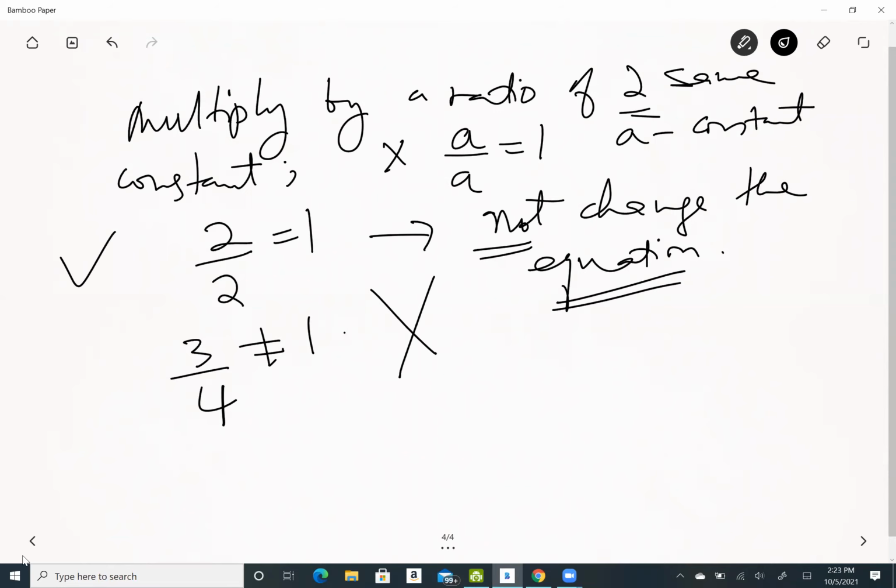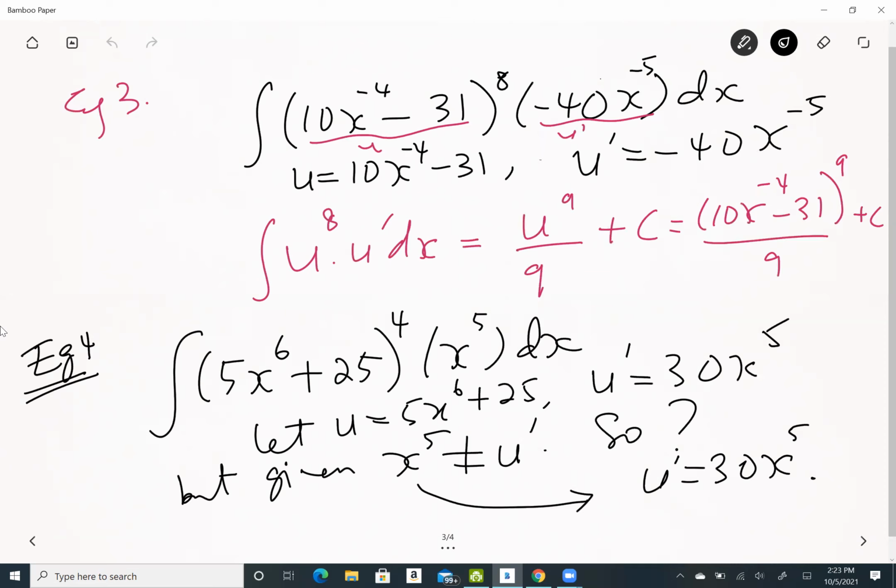So now let's go back to the example. So what you have is x to the power of 5, which is not u prime. U prime is 30x to the power of 5. So how do you make adjustment so that I have 30 in the equation?